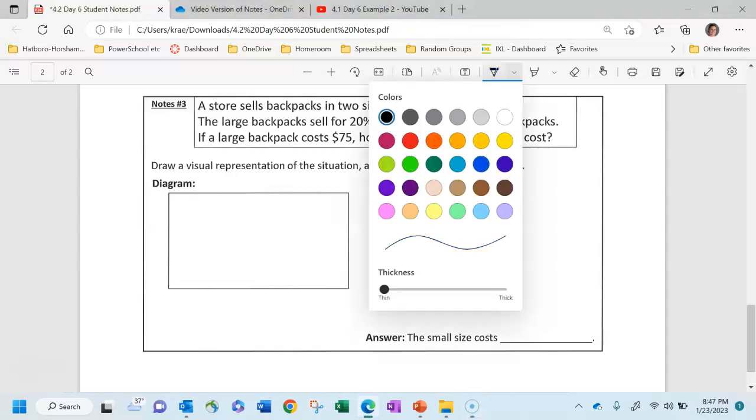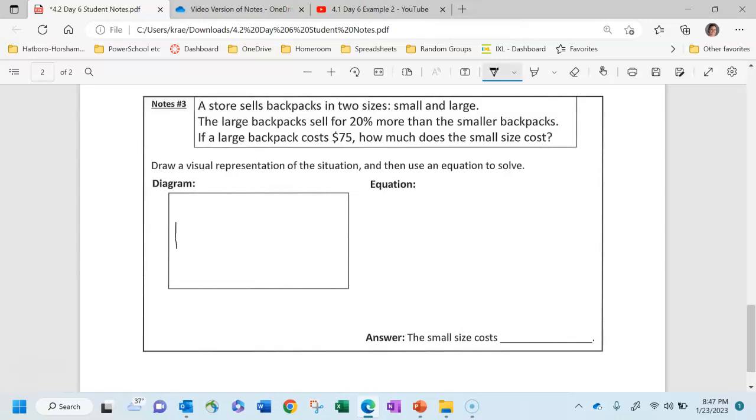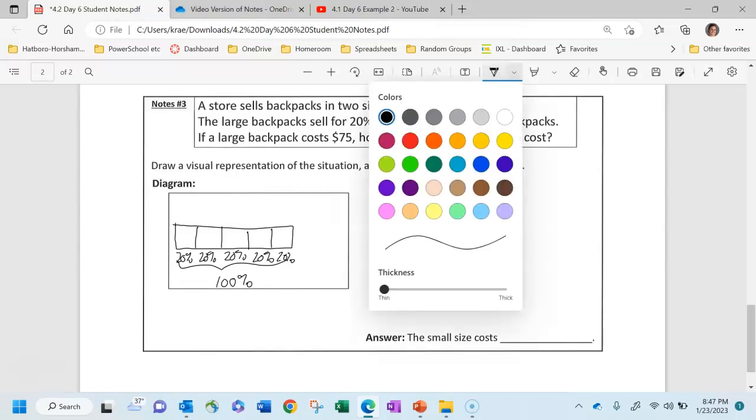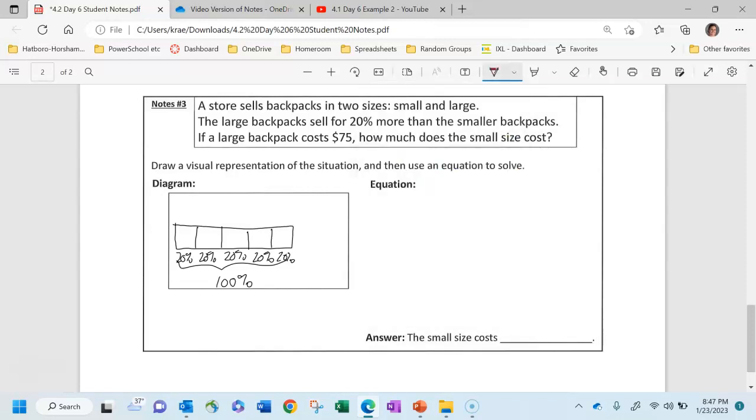So when I draw my tape diagram, I've got my original diagram representing 100%. We're talking about 20% more. So once again, I'm going to break this into 5 sections so that each section represents 20%. And here I've got 20% more than the original. So I'm going to add on one extra box for an extra 20%.